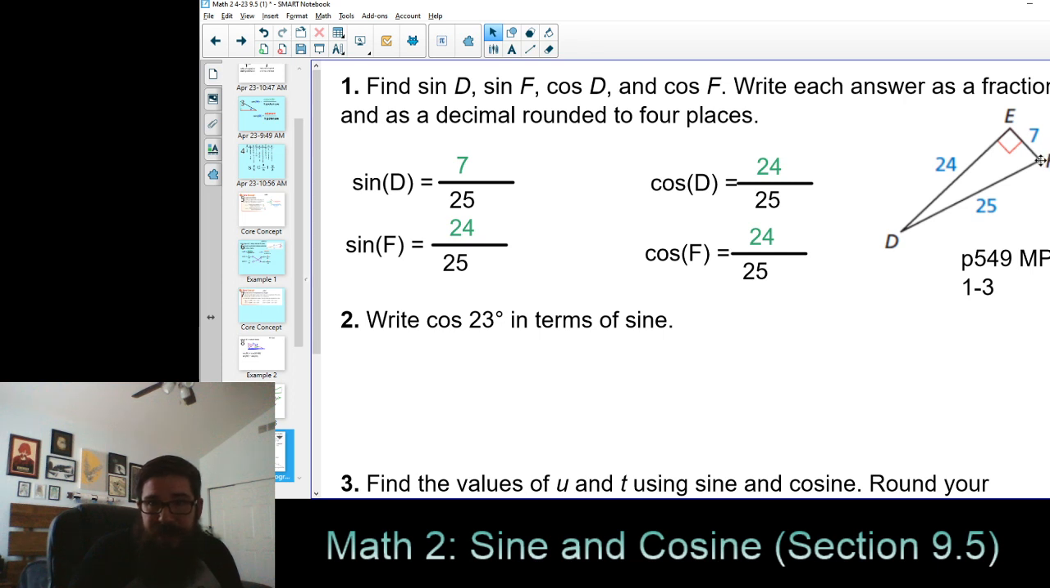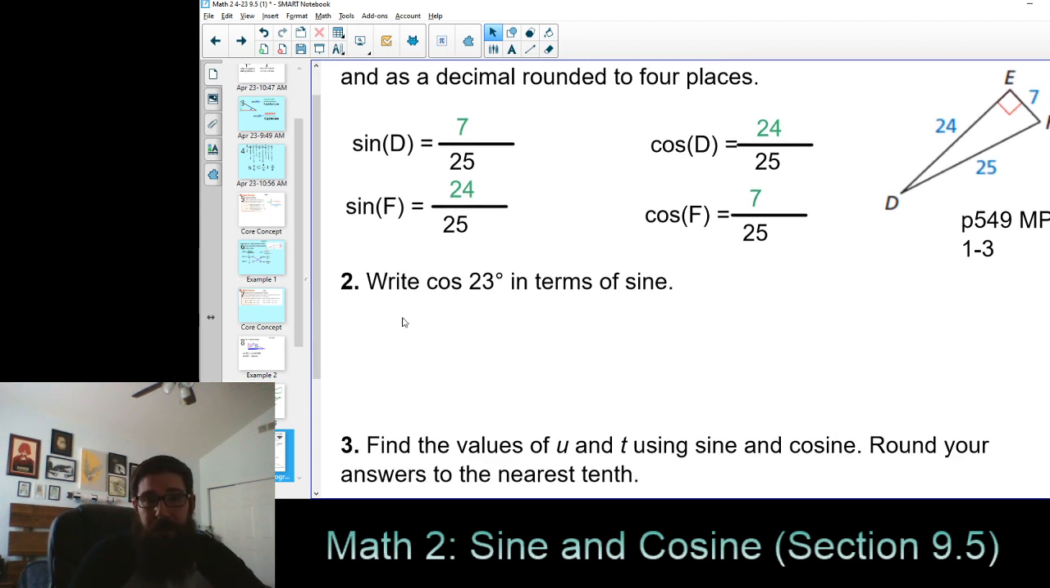My adjacent side next to angle F is now the 7. Hypotenuse is still 25. And we see cosine of F is the same as sine of the other angle. Sine of F is the same as cosine of the other angle.